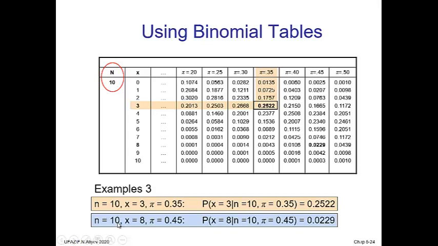If n10, x8, pi 0.45, again the same part of the table, 0.45 you select from here, x8 you select from here, and in the intersection you see this number which gives us the probability.